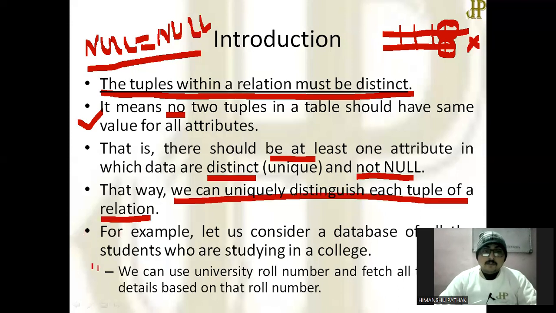For example, if there is a student table in a college database, then with the help of the university roll number, we can fetch all the information related to that roll number. For example, name, student's father's name, phone number, email ID, the course that he opted, and many more.